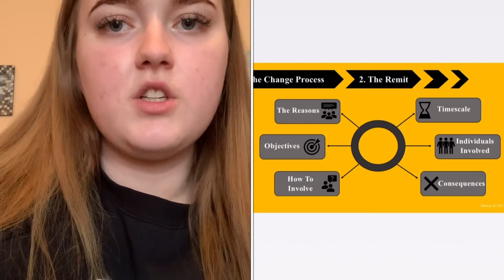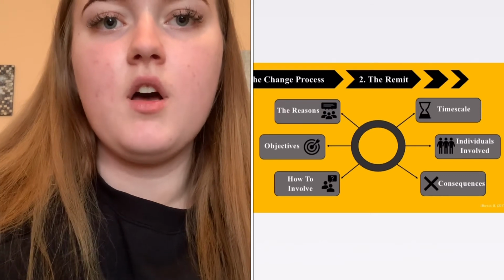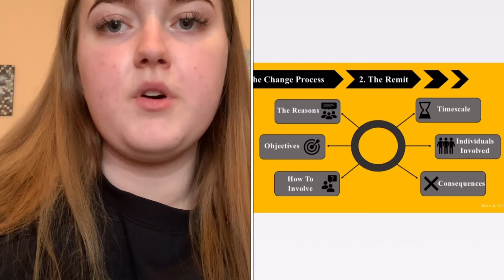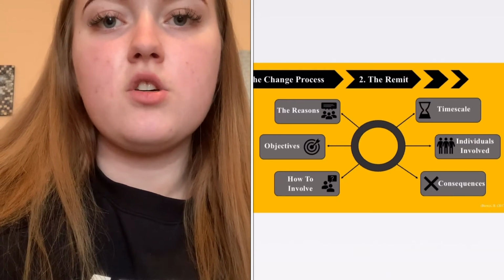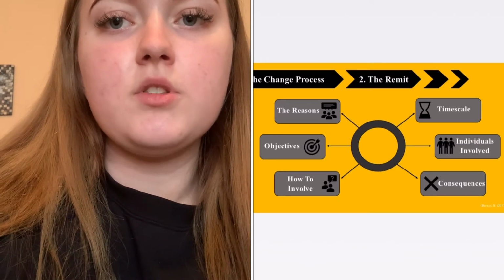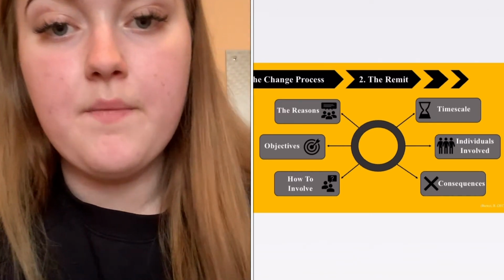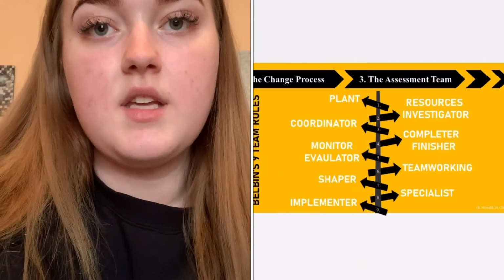When an organisation is planning a change, there's more than one area that can be involved, and it's crucial during the remit that coordination between departments is completed. To complete the remit stage, there must be clarity and agreement on who has responsibility for what area of the change and who has overall responsibility. Moving on to the next phase is the assessment team.